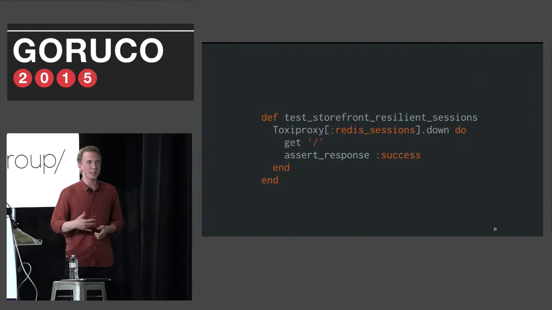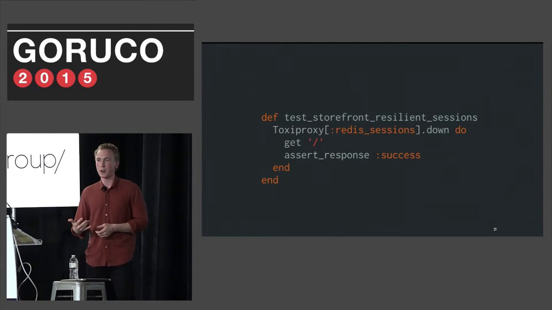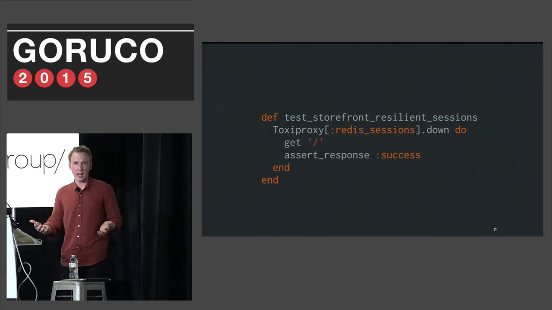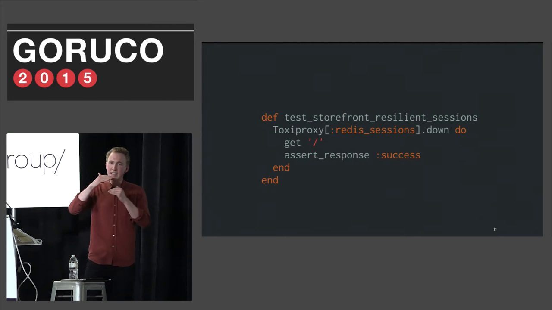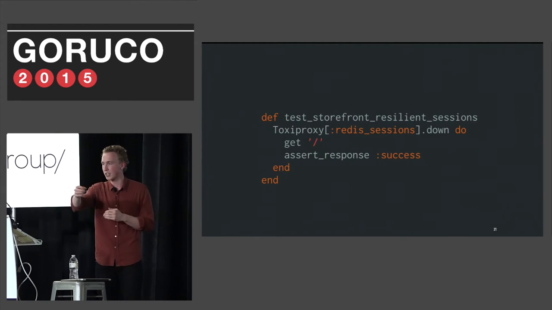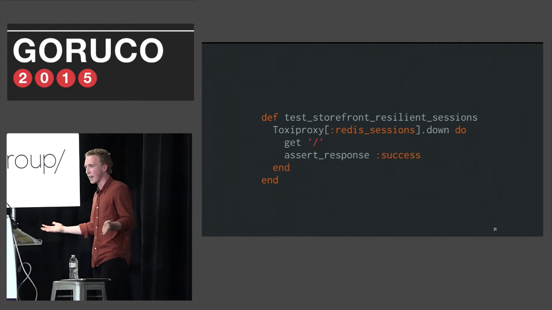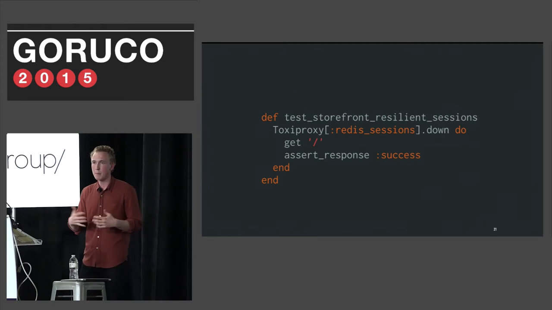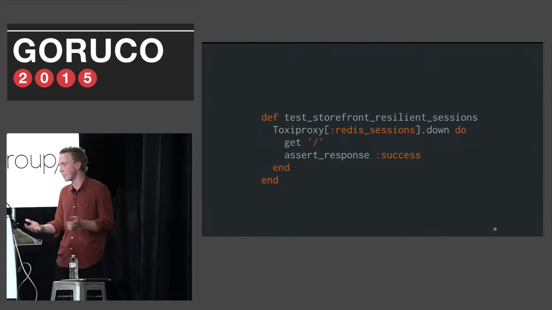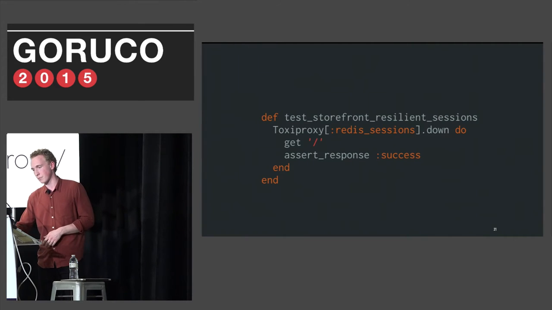So now we can go back to what we talked about before, this resiliency of the session storage. So we write a test, we tell ToxiProxy, kill the session storage within this block. It sends an HTTP call to ToxiProxy, tells it to kill that connection. Then you do all your code, you get the front page, you make sure this is a success. Maybe you're checking for a flash that says that the session storage is currently down, and this works great.